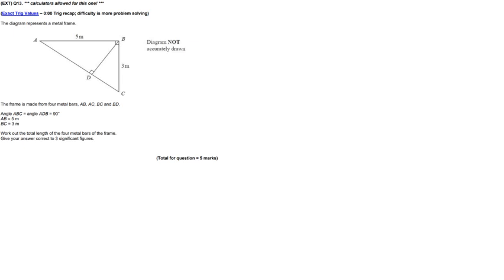So for this last question here, I need to work out the total length of the 4 bars. I know AB is 5 meters. I'm not sure what AC is yet. BC is 3 meters and BD we're not sure of yet.